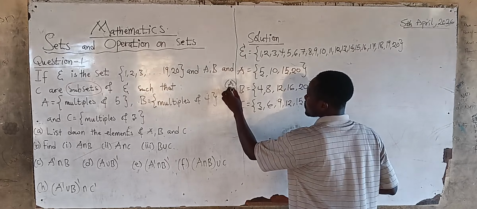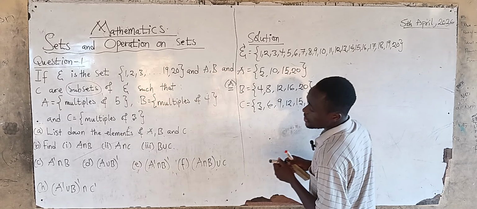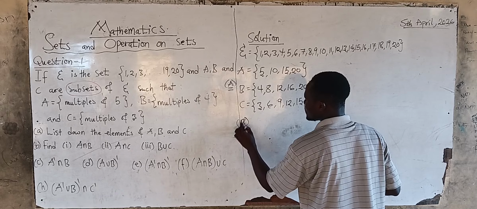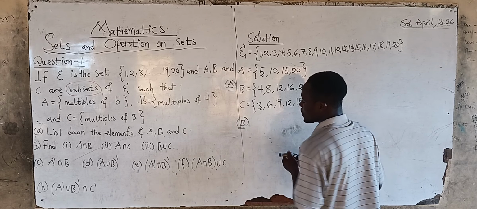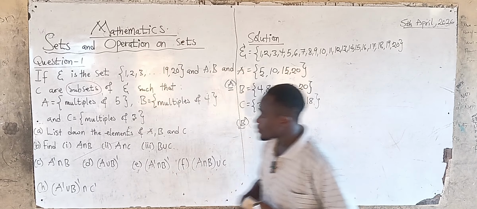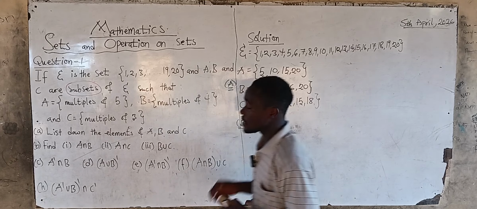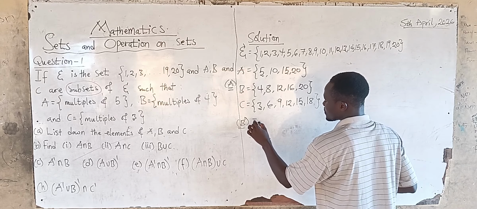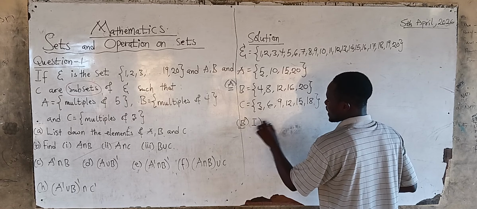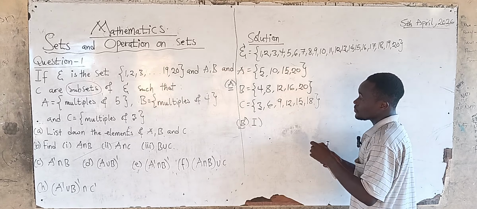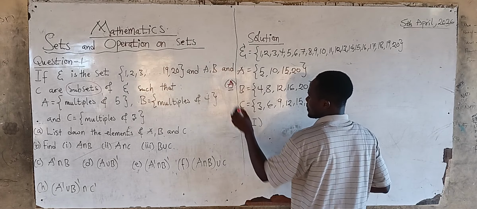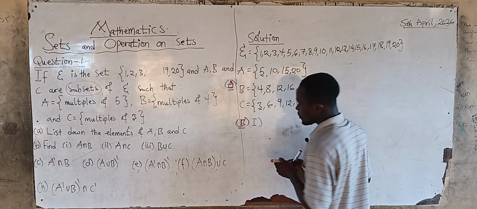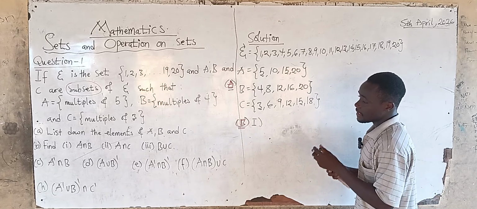Now let's go to the B part. So the B part, we state that we are to find A intersection B. Let me use the red marker to indicate A and then B. So the B part says we are to find A intersection B.